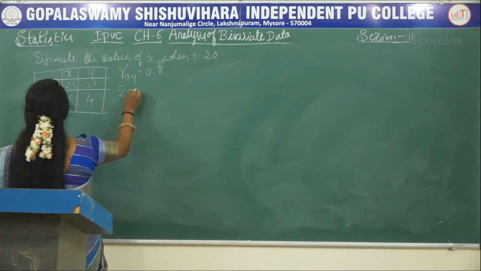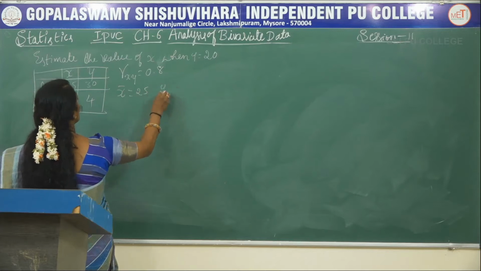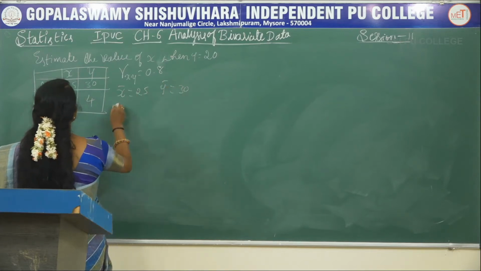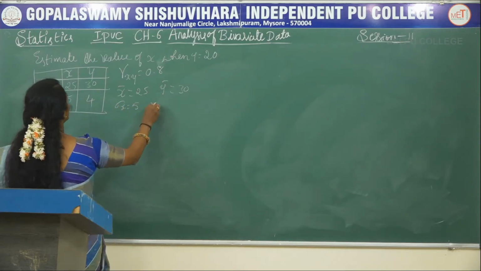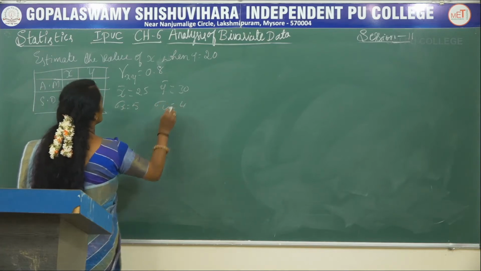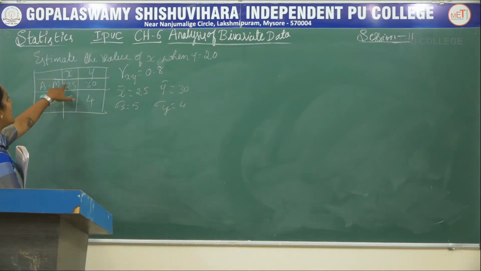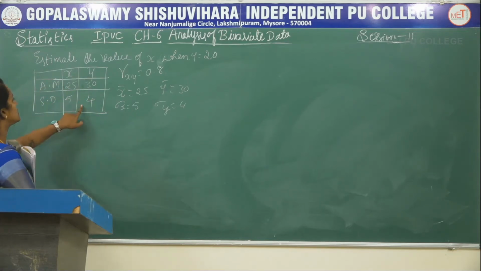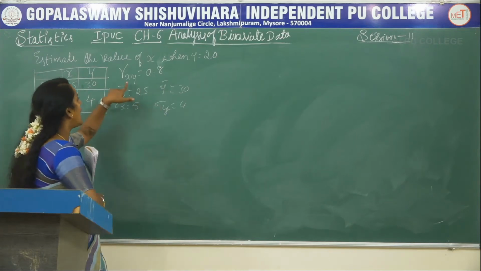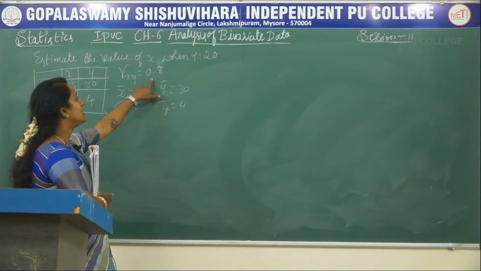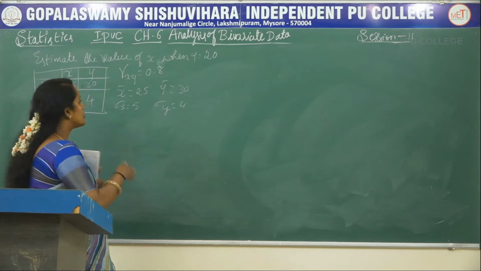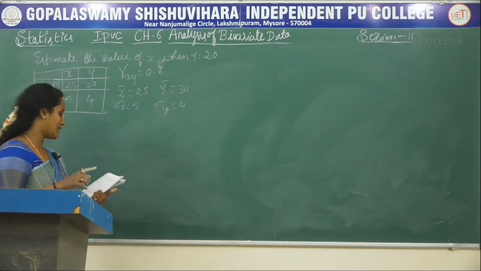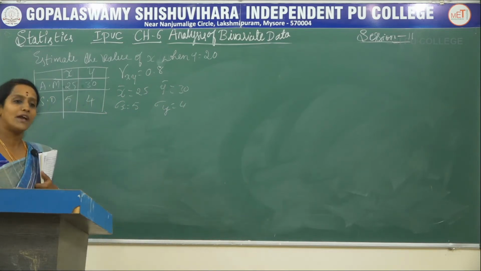So x bar is equal to 25, y bar is equal to 30, sigma x is equal to 5, sigma y is equal to 4. See here, this is our x bar, this is our y bar, and standard deviation of x is sigma x, it is 5, standard deviation of y is sigma y, it is 4, and this correlation coefficient they have given, it is 0.8. Using this data, first we have to calculate the b of yx.